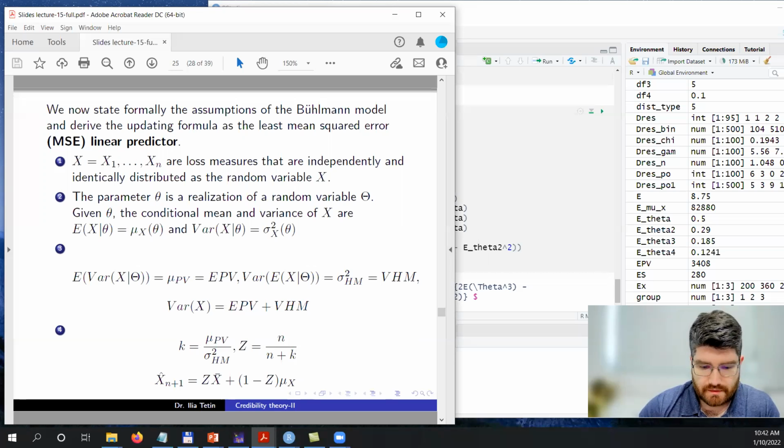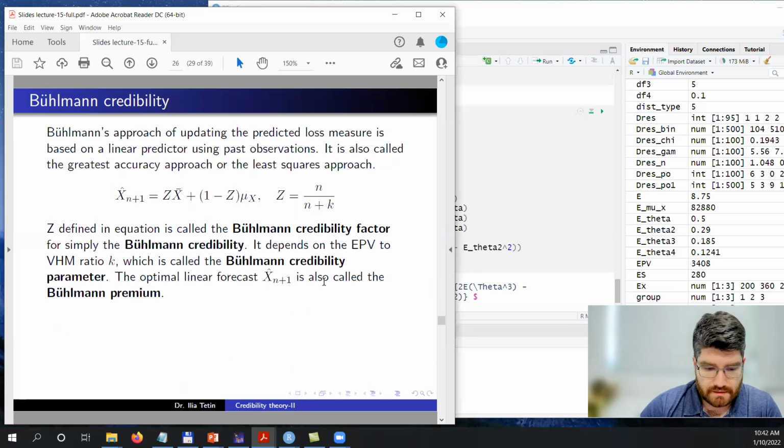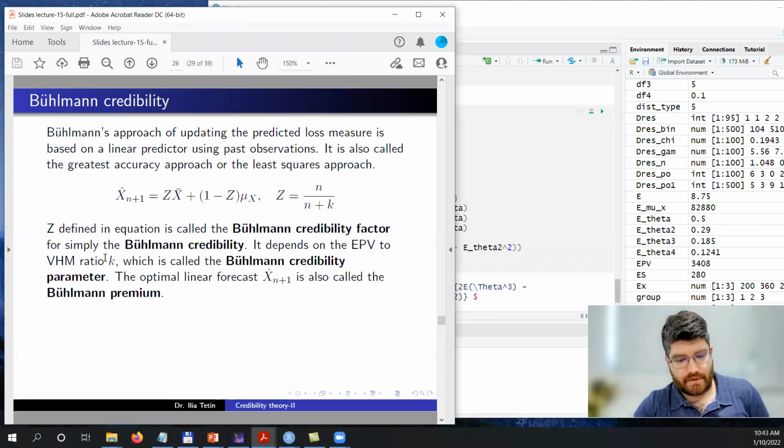And generally, the formulas are more or less the same: the same EPV, the same VHM, the same total variance. K is just the ratio of mu PV and sigma squared HM, which we also have been using. And the new thing is just the Z, which is placed inside the formula for our X N. And then, once again, these are the same formulas as on the previous slide.